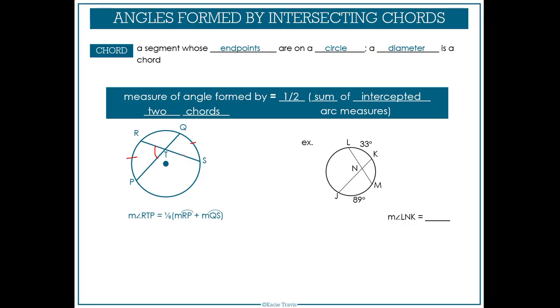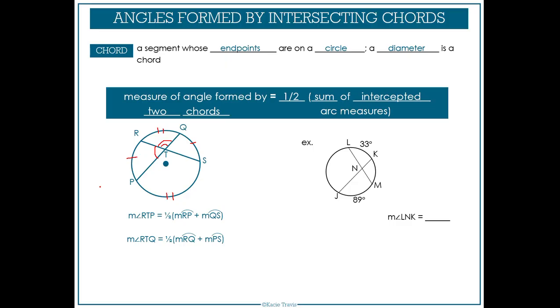So these two chords here made this angle. The two arcs that are intercepted are the front one and the back one here. If I wanted to look for the other side, like RTQ, I would look at the arc in front of it, RQ, and add it with the arc behind it, PS. So these two will come together to make this angle in the center. Depending on which angle you're looking at, that's going to bring your focus to what other arcs you're seeing.